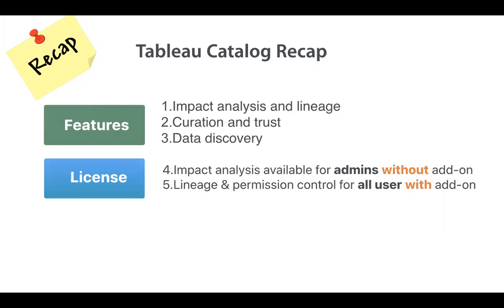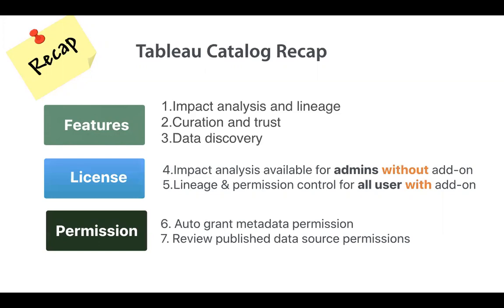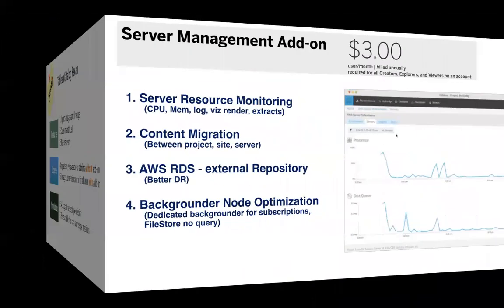License is required if you want this catalog feature to be available to all the server users. But for admins, you can query it from Postgres directly. Permissions: automatically granting permission is recommended. And for published data source permission, you may have to review how your permission is set. I think that's probably where I'll stop.